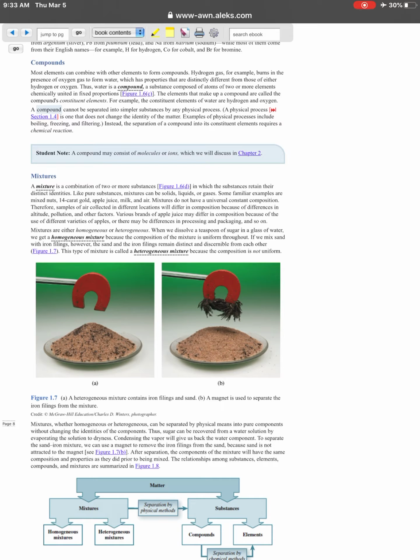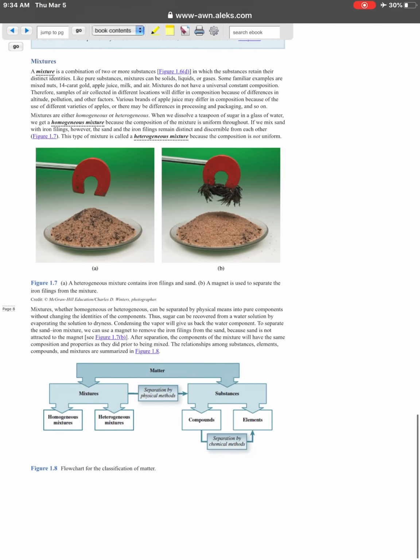A heterogeneous mixture is the case where it's not the same all the way throughout. So in the picture here where they have these little iron filings mixed in with sand, the iron filings are clumps. And so if you take a little piece of that sand, a little portion of that sand with the iron in it, you might get more iron one time and less iron the other time. So that's what we would call a heterogeneous mixture, because it doesn't have the same composition all the way throughout.